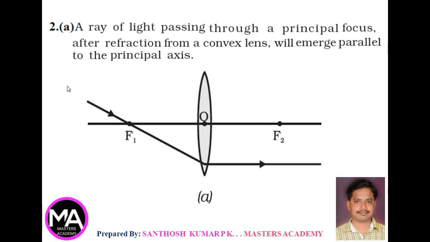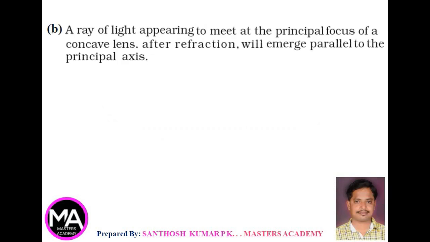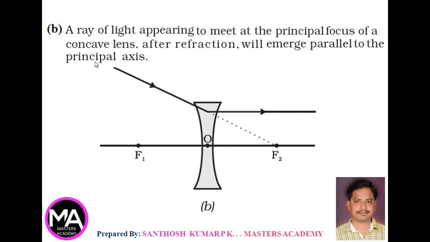Now, let us consider a ray which is passing through the principal focus. When it is incident on a convex lens, after refraction, it emerges parallel to the principal axis. Now, in case of a concave lens, a ray of light appearing to meet at the principal focus, after refraction, will emerge parallel to the principal axis. This is the ray incident on the lens such that it appears to meet at the focus point. After refraction, it will emerge parallel to the principal axis.